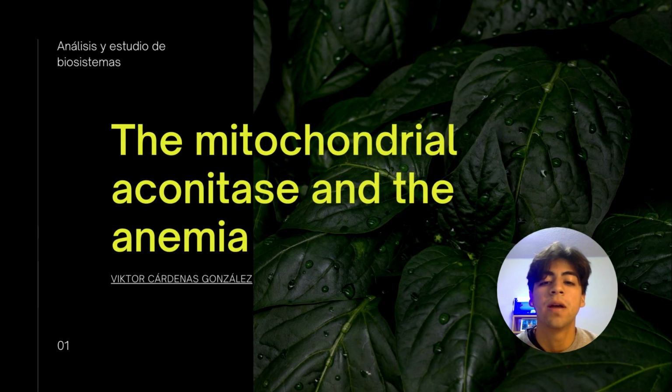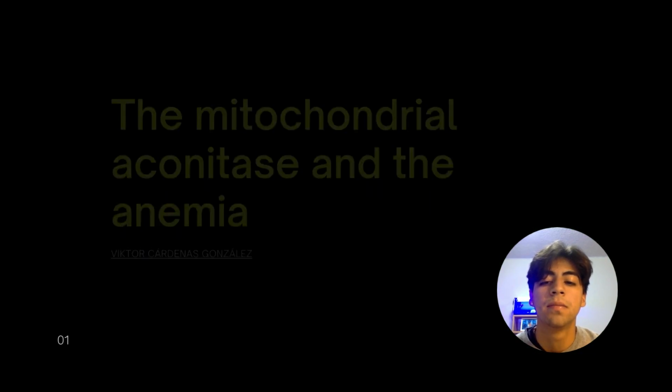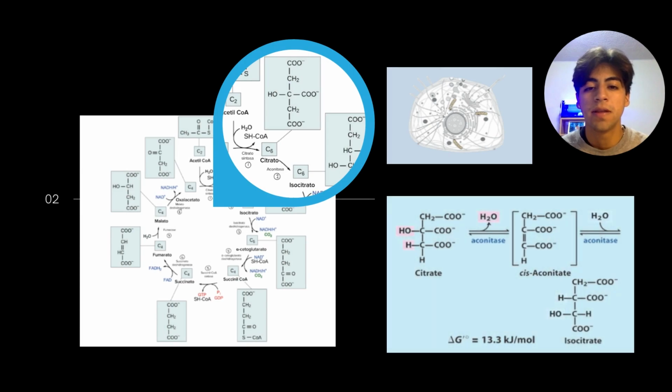The mitochondrial aconitase and anemia. The mitochondrial aconitase is a hydrolase-like enzyme found in the mitochondrial matrix. This enzyme participates in cellular metabolism in the Krebs cycle by carrying out the isomerization of citrate to isocitrate through cis-aconitate. Its substrates are citrate and isocitrate, of which citrate itself can act as an inhibitor.